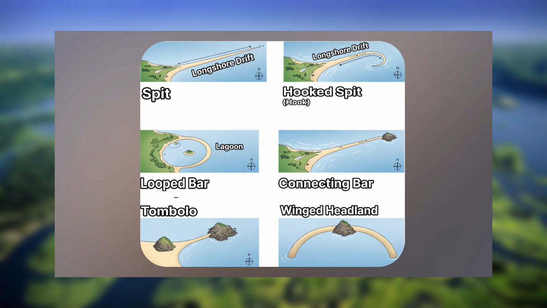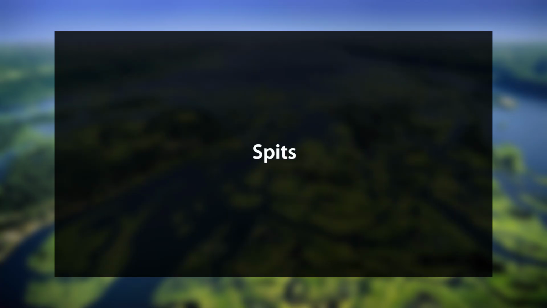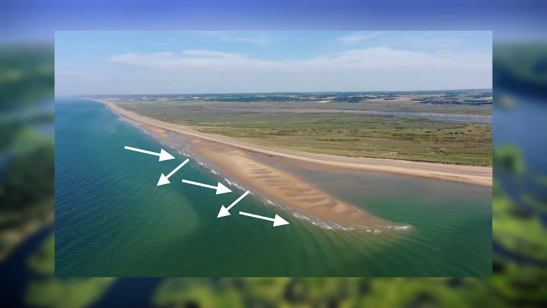Owing to continuous growth, spits can sometimes connect two headlands, two islands, or a headland and an island. Such spits are known as connecting bars. Tombolo is a striking coastal bar that connects the island with the mainland. Winged headlands form when bars rich in cobbles or pebbles form on both sides. Next, let us look at spits. Spits are narrow finger-like extensions of sand or gravel that project from the coast into water.